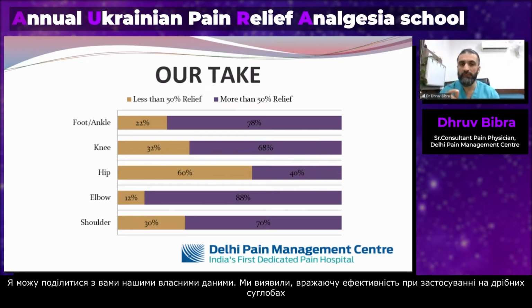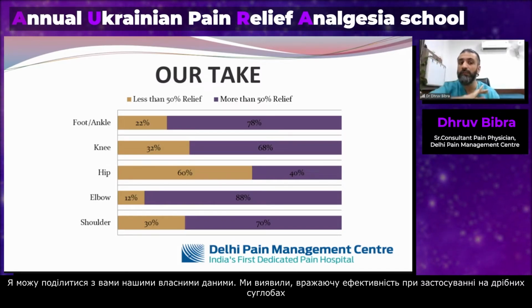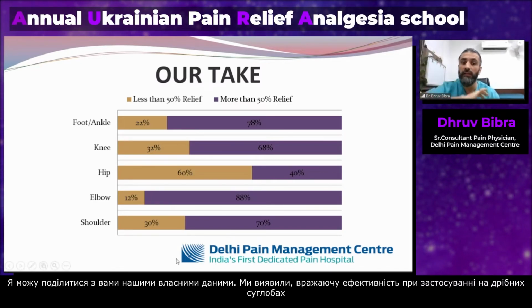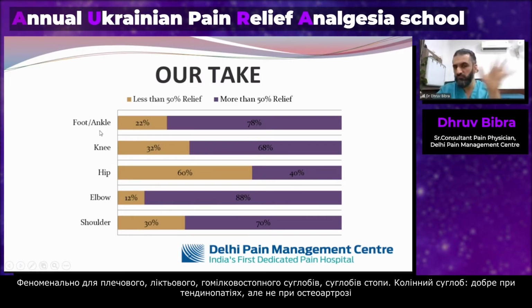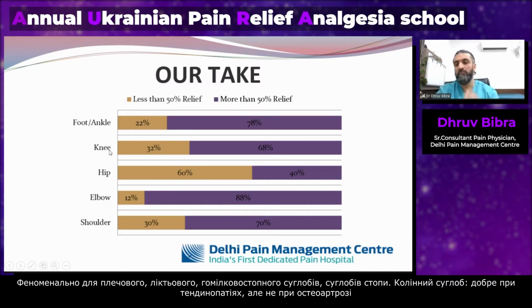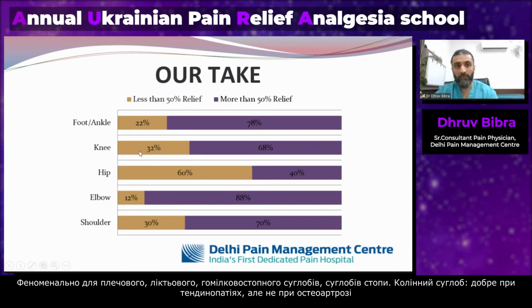And what we found out was, yes, for smaller joints, it is wonderful. For smaller tendinopathies, it is wonderful. You can appreciate non-weight bearing, it is wonderful. Something like a shoulder, elbow, foot and ankle, it is phenomenal. Knee, good for tendinopathy, but not good for osteoarthritis.